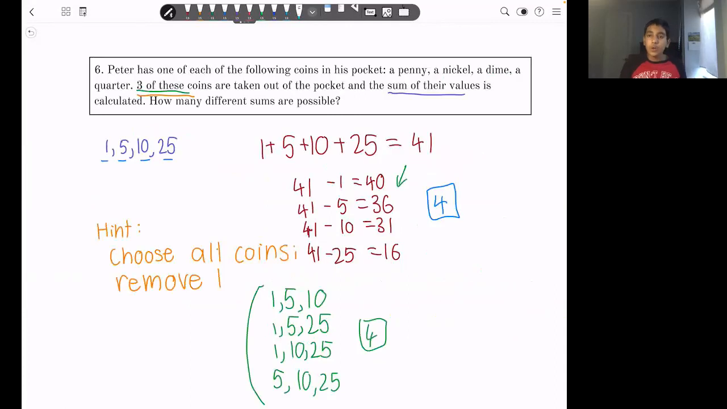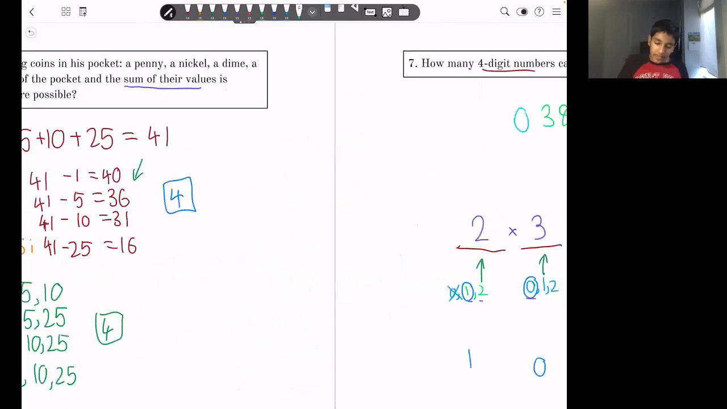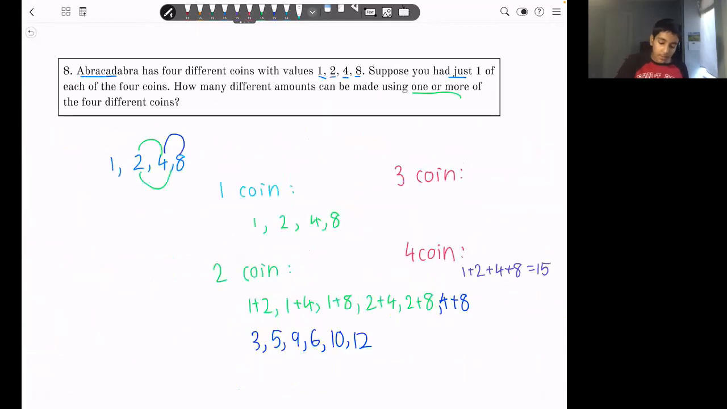And for 3 coins, just like if you remember from the previous problem, we thought of maybe having all the coins and then choosing one not to have. So for the 3 coin case, let's say we had all the coins, which is 15. But now we don't want one of the coins. So to get 3 coins, we have to have all 4 coins except 1 coin. So 15 minus 1, 15 minus 2, 15 minus 4, 15 minus 8, which is 14, 13, 11, and 7.